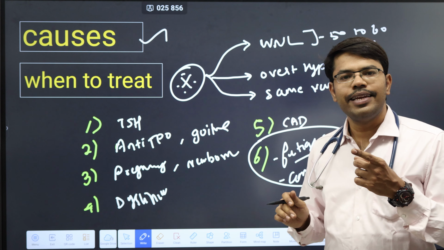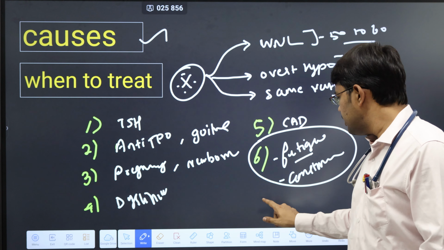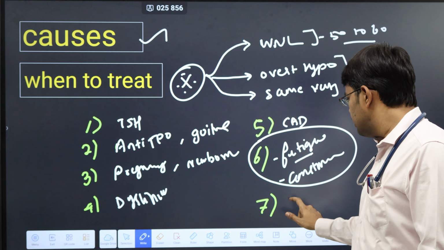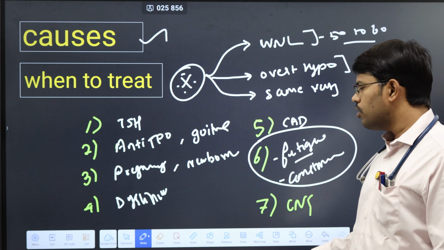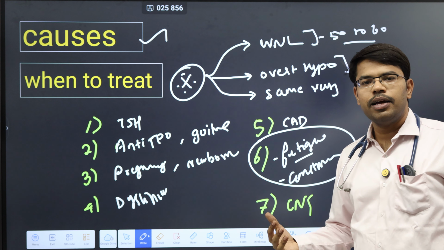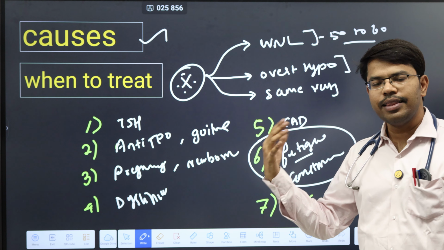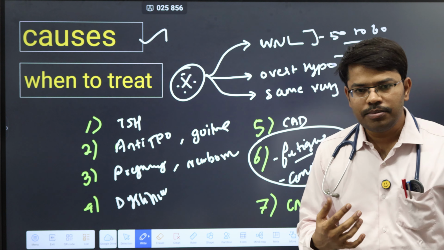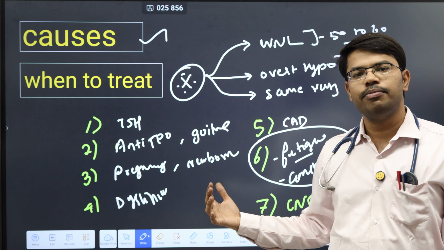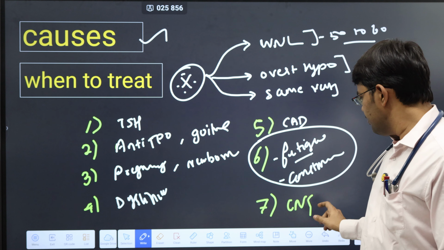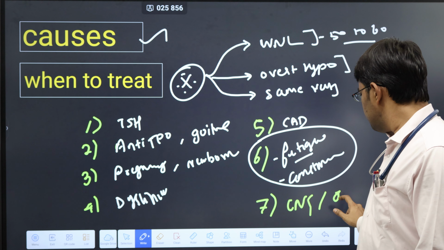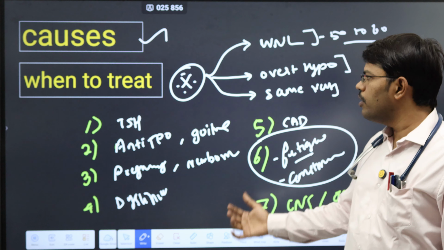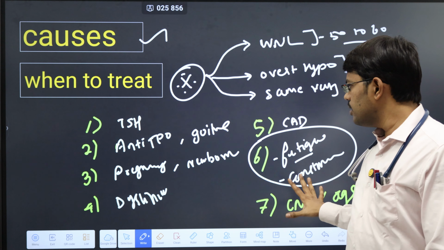And also considering the age and the CNS manifestation. Another one is CNS manifestation. Patient is having a lot of mood swings, psychiatric manifestation. If other etiology is not there, and the symptoms are attributed to this kind of mild hypothyroidism, then it should be started. And the age. In old age, usually we avoid the treatment. So these are the conditions you have to treat.